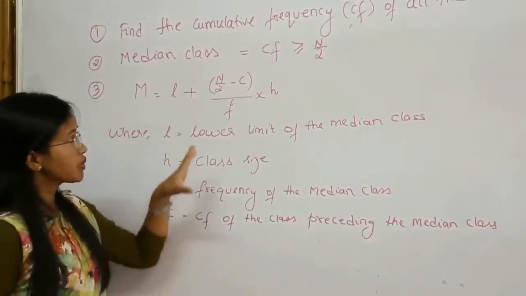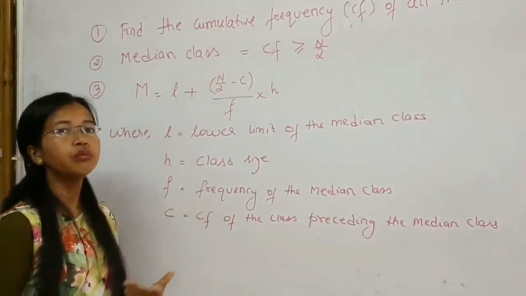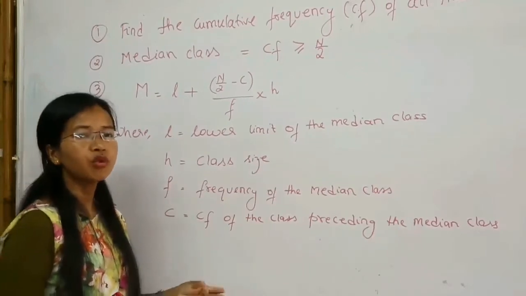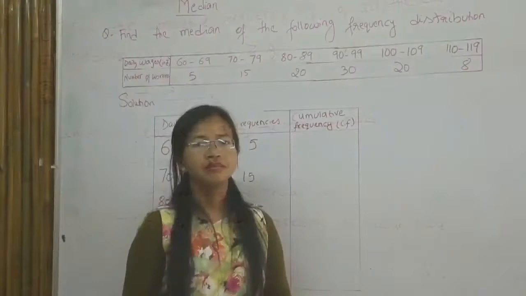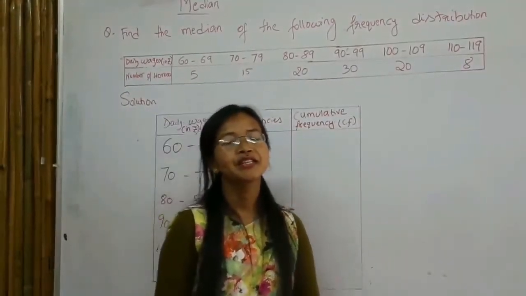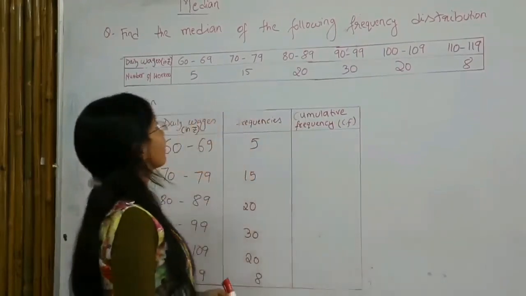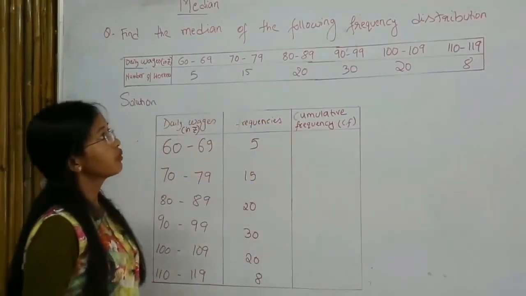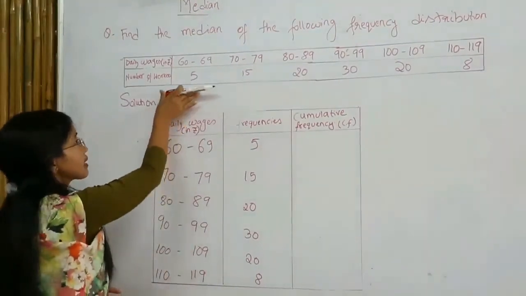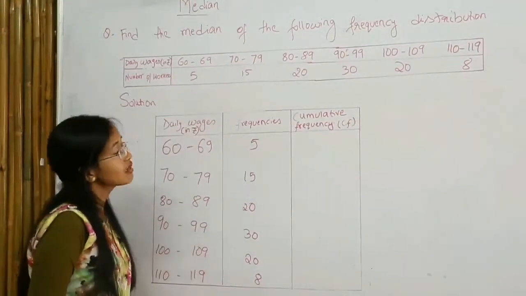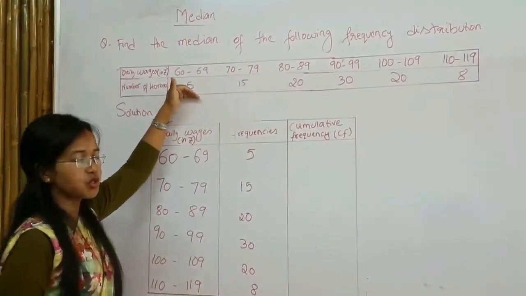So by using this formula, we can now find the median of the grouped data. Let us solve some problem by using this formula. Let us solve this one problem here. The question states: find the median of the following frequency distribution. So this is the given frequency distribution to us, and now we need to find the median of this frequency distribution.